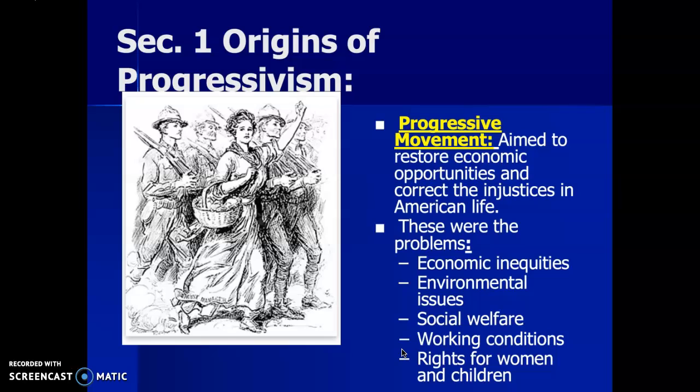And so today we're going to look at the origins of progressivism. The progressive movement aimed to restore economic opportunities and correct the injustices of American lives. These are some of those problems: economic inequities, environmental issues, social welfare, working conditions, rights for women and children. And that's just a taste of what you're going to be looking at in this unit.